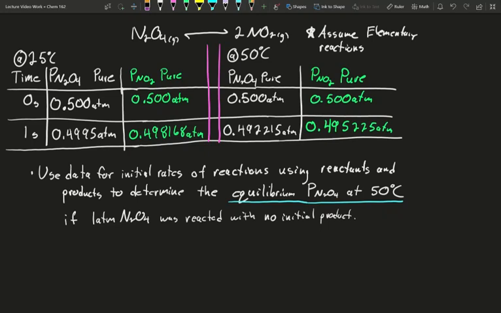Now we're going to work through this, but if you want to pause and give it a try, by all means go ahead and do so now and then come on back.